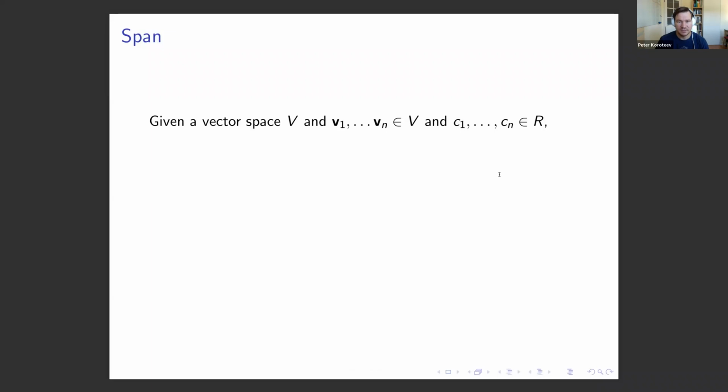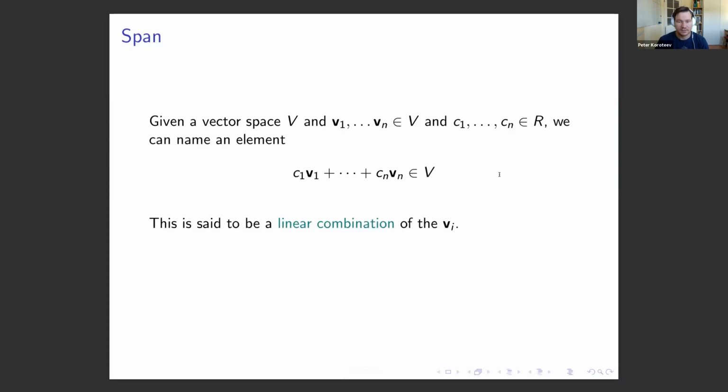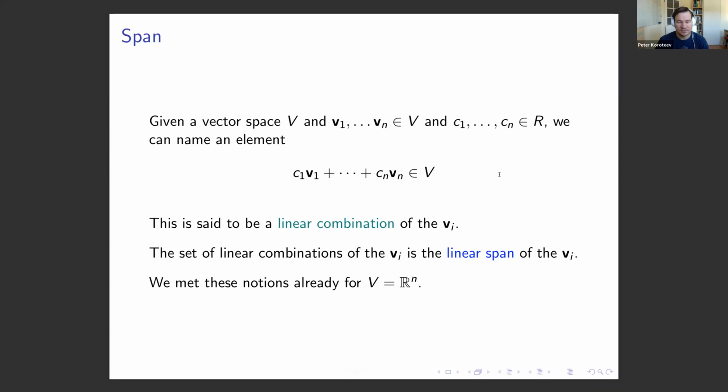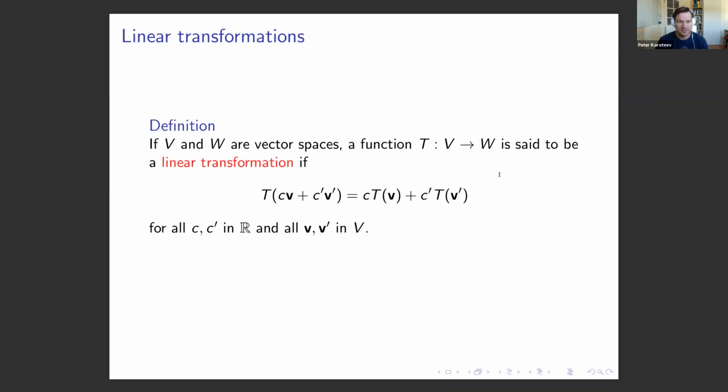Okay, so given a vector space V and vectors v1 through vn and constants c1 through cn in R, we can name this element the linear combination of the vectors with coefficients c like this. And the set of all linear combinations is the linear span of those vectors. We talked about this already in the case of Rn, and as you can see, the definition for an abstract vector space is literally the same. Linear transformations. If V and W are vector spaces, a function T from V to W is said to be a linear transformation if it satisfies this property. So it's linear like this: T of cv plus c'v' is equal to c T of v plus c' T of v' for all c and c' in R and all v and v' in V. So we already met this in Rn.